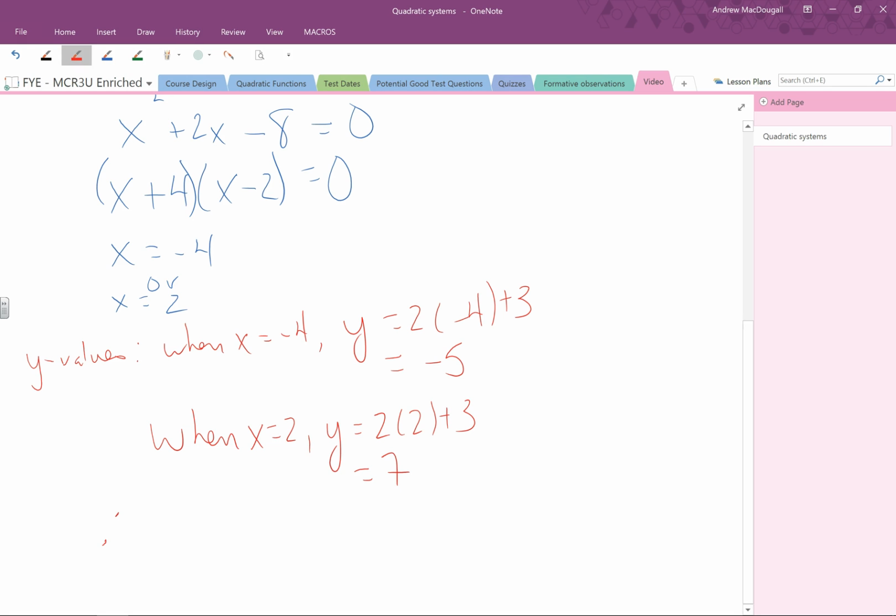So therefore, the points of intersection, which are the solutions to the system of equations, are (-4, -5) and (2, 7).